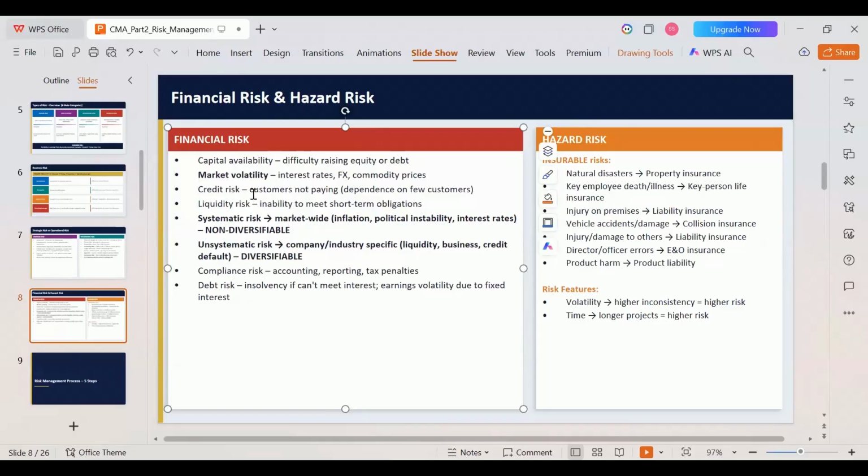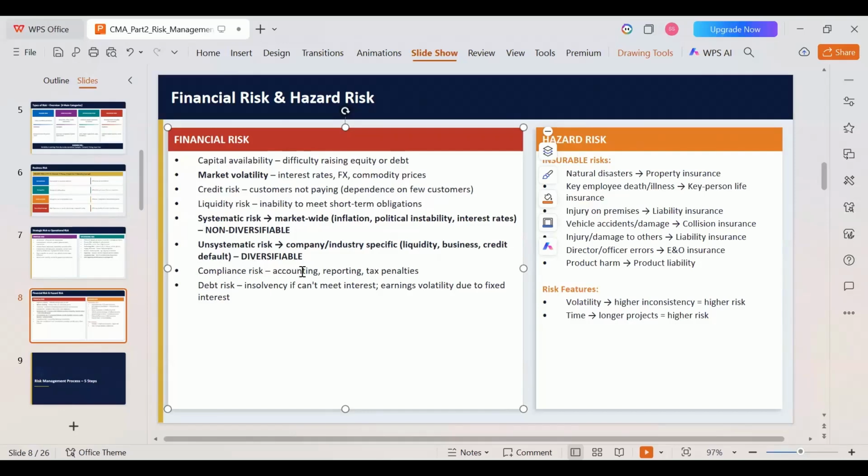Then comes credit risk. Most of the customers might default and not pay back the company. That is credit risk. Then comes liquidity risk. If a company is not able to meet its short-term obligations, that is liquidity risk. So next up, we have systematic and unsystematic risk.